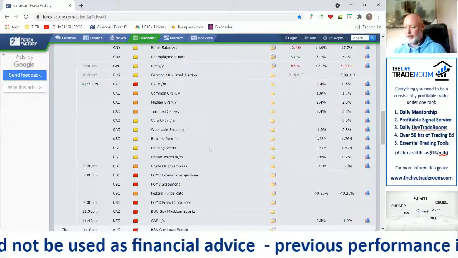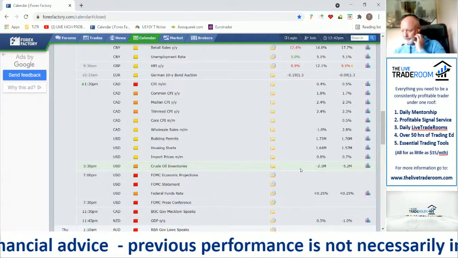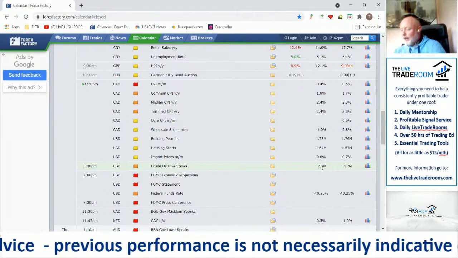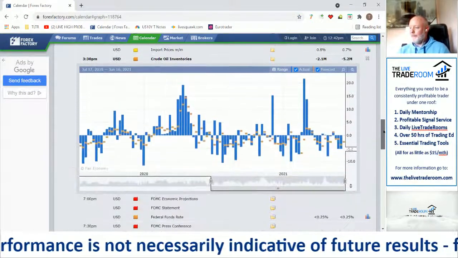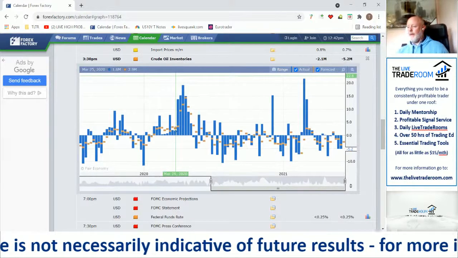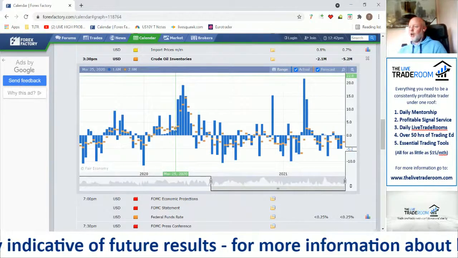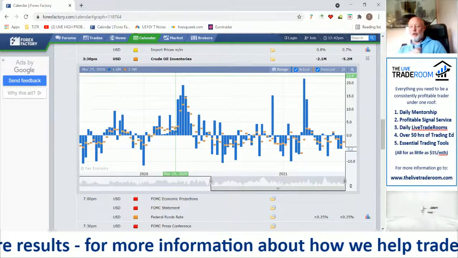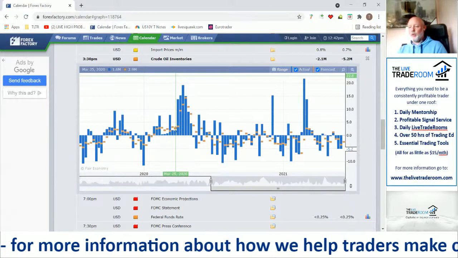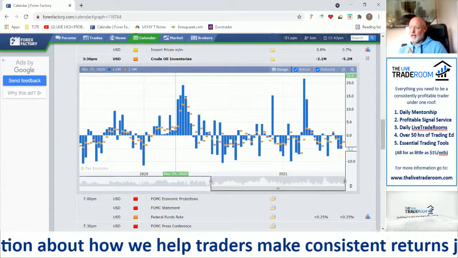No, it's not Thursday yet, is it? So crude oil inventories 330, and we're expecting another negative figure. And just to be clear, if we're seeing these crude oil inventories show a negative figure, then it's likely to push up the demand for crude oil. And if there's more demand for crude oil, prices are likely to push higher.